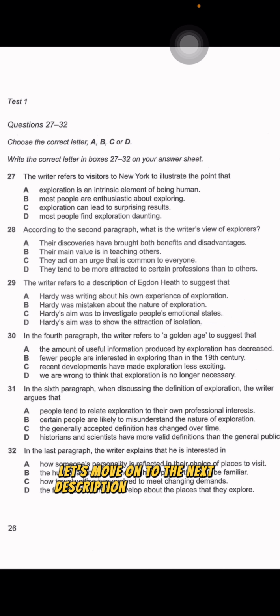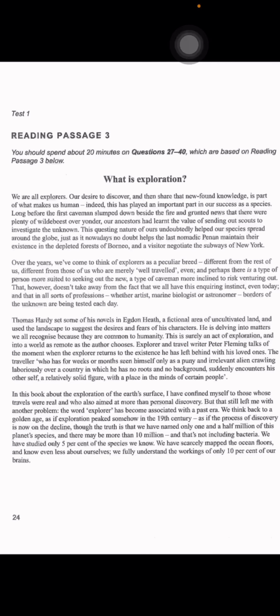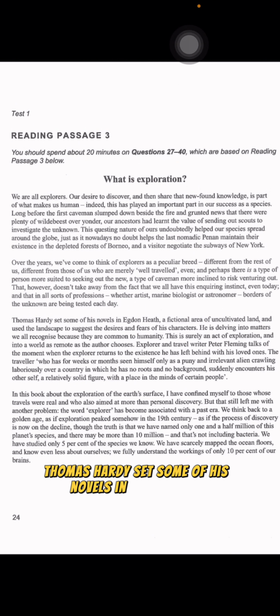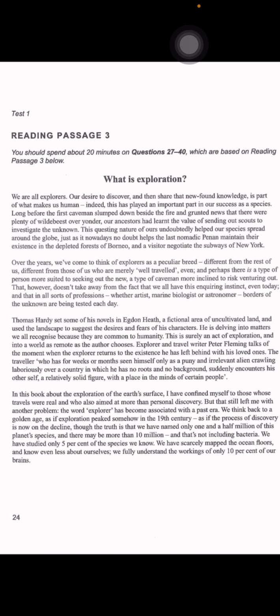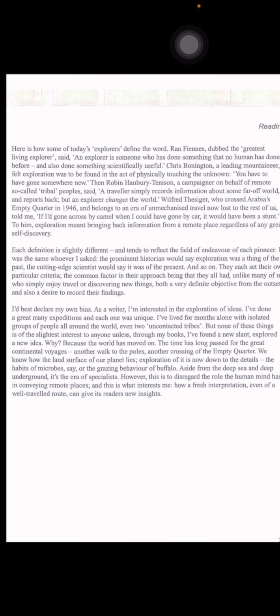So let's move on to the description of Egdon Heath. So let's scan the text for these keywords. Okay, so let's look at the first line of the third paragraph. Thomas Hardy set some of his novels in Egdon Heath, a fictional area of uncultivated land, and used the landscape to suggest the desires and fears of his characters. He is delving into matters we all recognize because they are common to humanity.